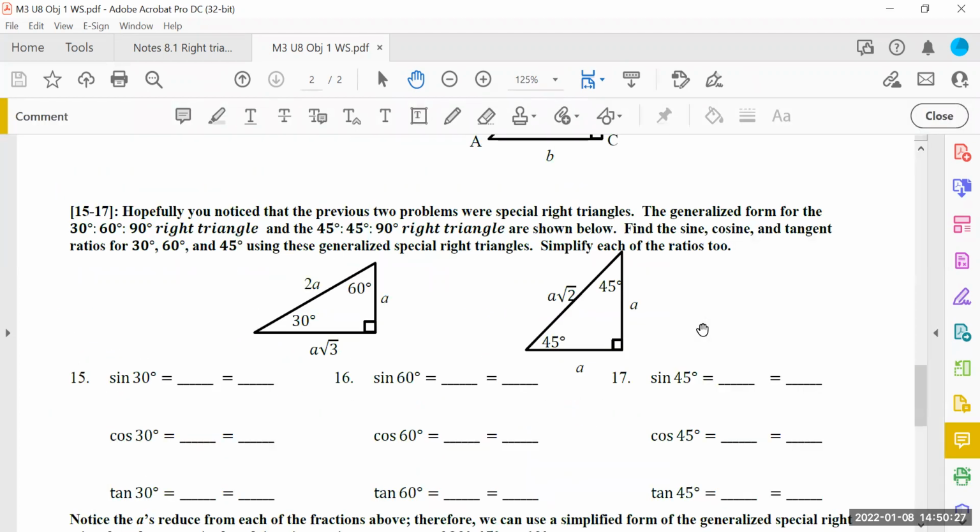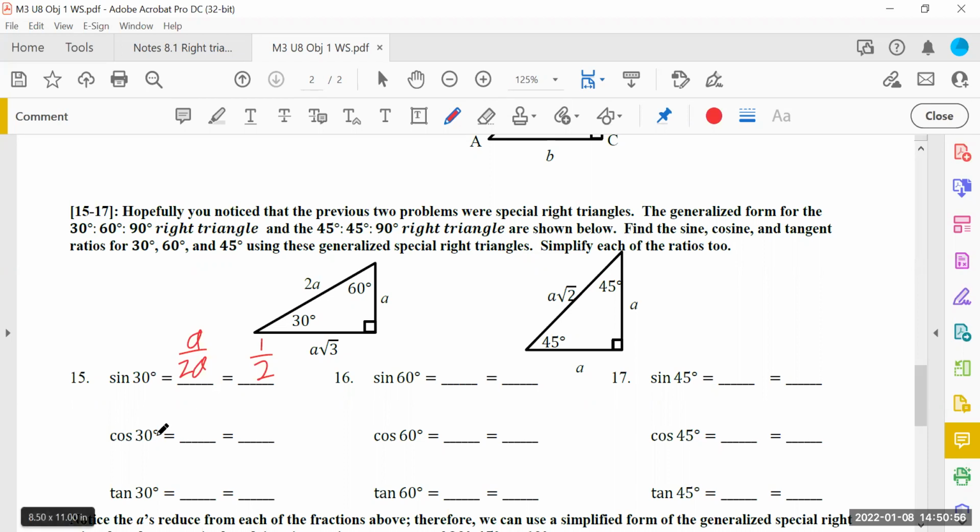So have out your homework and make sure that as you're looking at this, sine of 30, well, here's the 30 degrees, opposite over hypotenuse. That's A over 2A. That's the proportions of any 30, 60, 90 triangle for sine. But notice that the A's cancel out. And what this means is sine of 30 is always 1 over 2. No matter how big the triangle is, it's always 1 over 2.